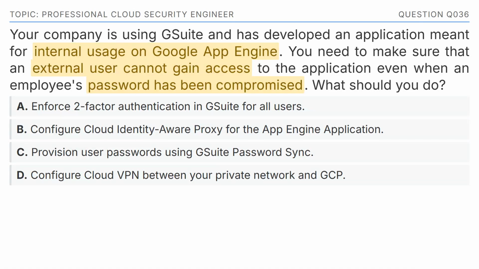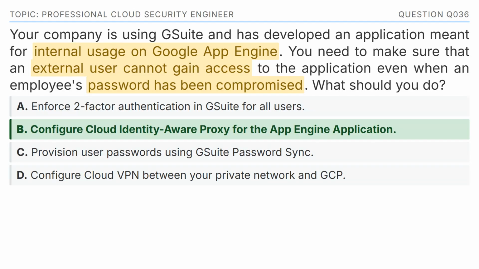To arrive at the correct answer, we focus on the keywords: internal usage on Google App Engine, external user cannot gain access, password has been compromised. The correct answer is option B, configure Cloud Identity-Aware Proxy for the App Engine application.